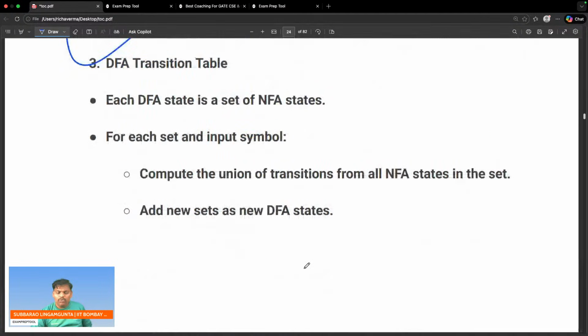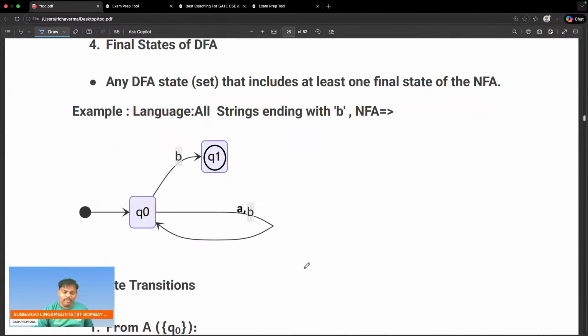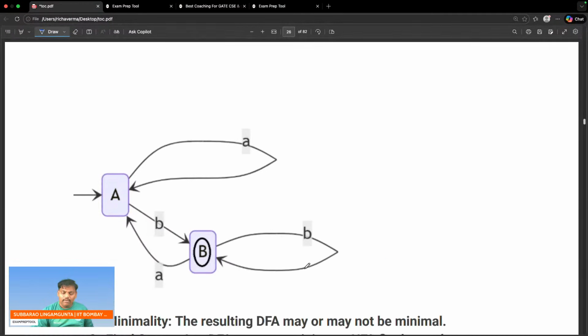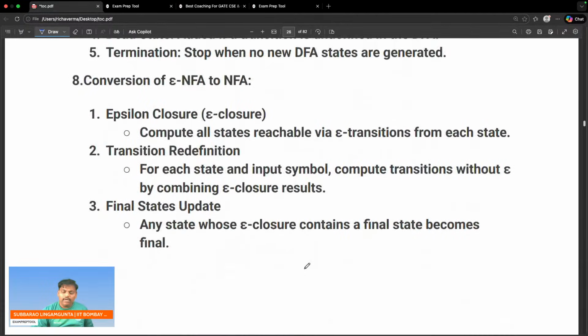Remaining, I think you know that procedure very well. I don't want to waste your time. Conversion story you know very well. An NFA containing n states, the equivalent DFA contains 2 power n states.